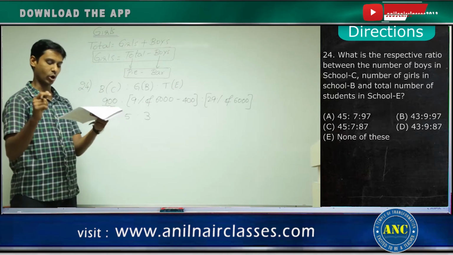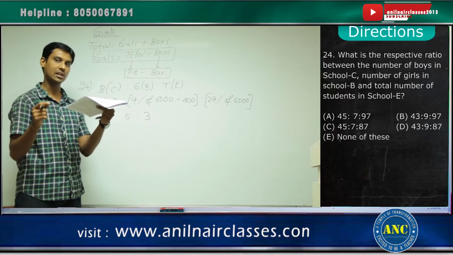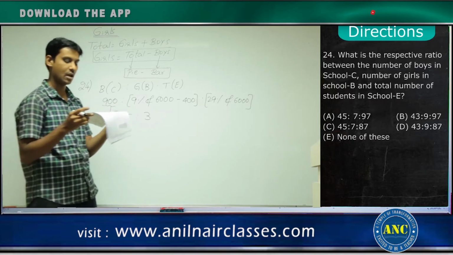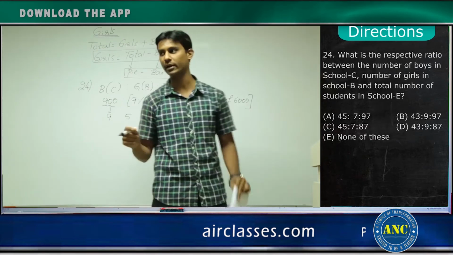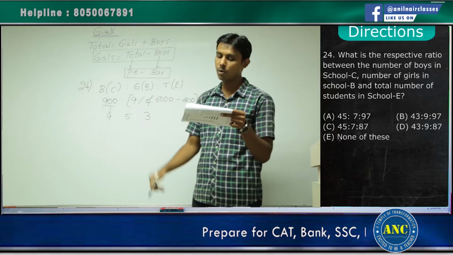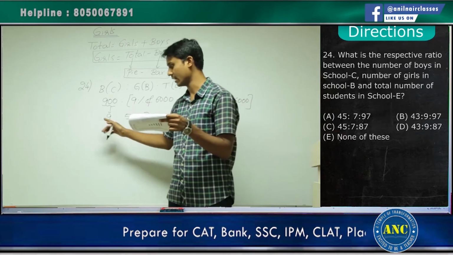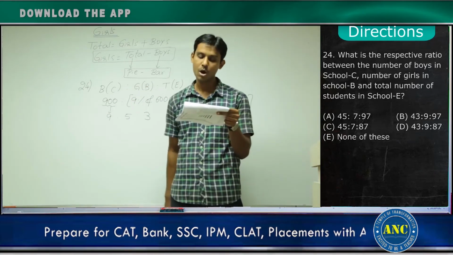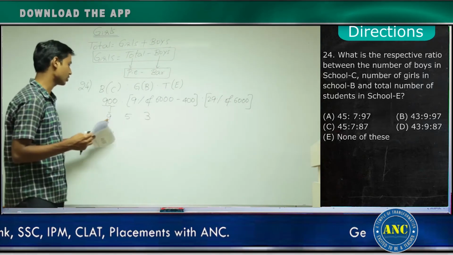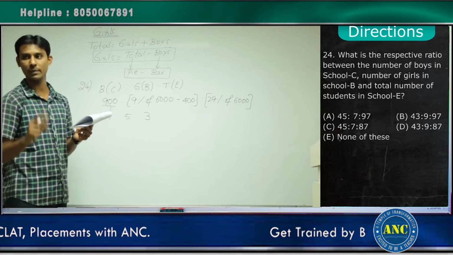If you check out the answer options, the first option is 45 is to 7 is to 97. First term digital sum: 45 digital sum is 9. It is matching. Second option, 43: the digital sum is not 9. Therefore that cannot be the answer. Fourth option also has 43 as the first term. That digital sum is also not 9. Therefore that also cannot be the option.